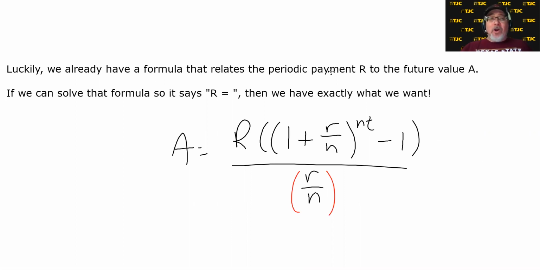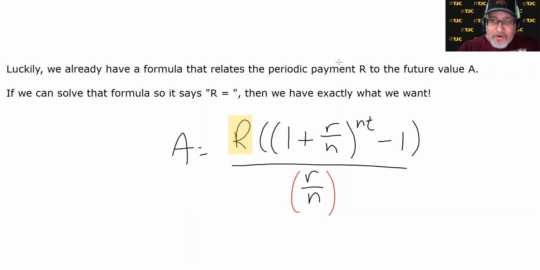We want this formula to say R equals, and the R is currently parked right here. From an algebra perspective, when you want to isolate a letter, you ask yourself 2 questions. What's attached to it? Or 3 questions. What's attached to it? How's it attached? And how do you get rid of that thing? Let's start with the denominator.